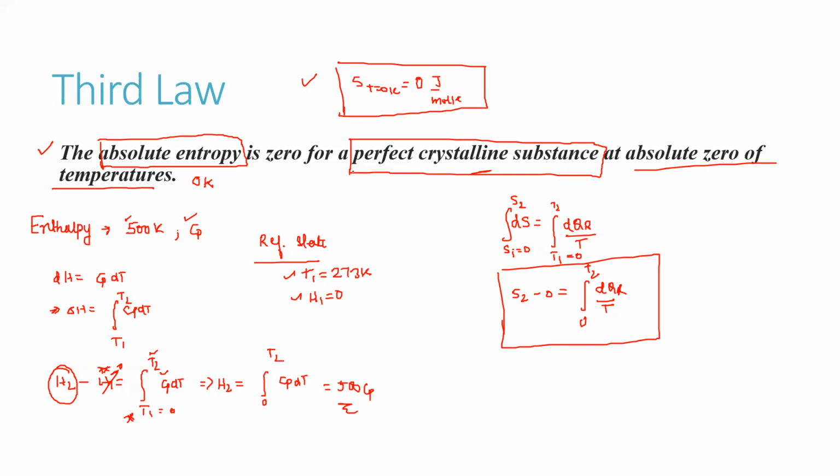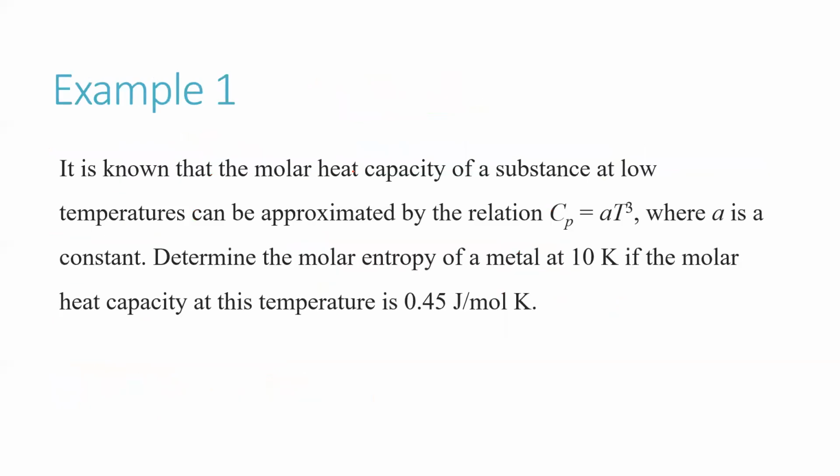Okay, so based on this, let's solve a very simple problem. It is known that the molar heat capacity of a substance at low temperatures can be approximated by the relation Cp equals AT cube, where A is a constant. Determine the molar entropy of a metal at 10 Kelvin. Now see, they have just mentioned that it's a metal. We do not know what it is. We do not know what its kind is.